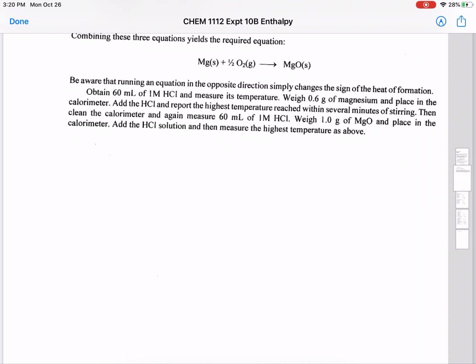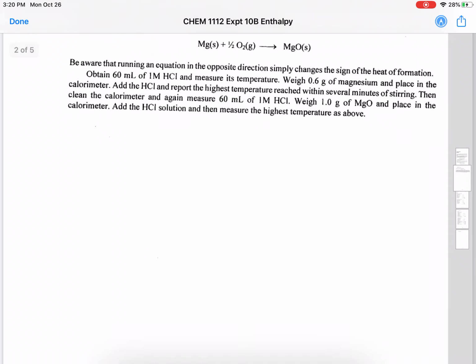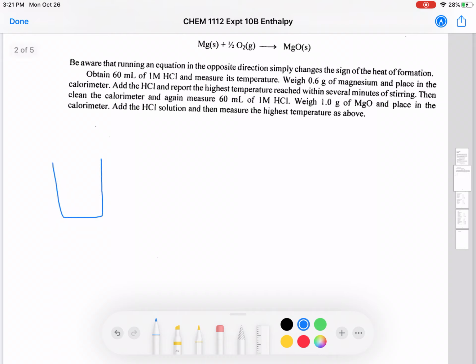How are we going to perform the reaction? You will watch the virtual video where you take, let's say, 60 milliliters of 1 molar hydrochloric acid, and measure its temperature. Then you weigh about 0.6 gram of magnesium and place it in the calorimeter. Let's say this is your calorimeter. So you add 0.6 grams of magnesium.